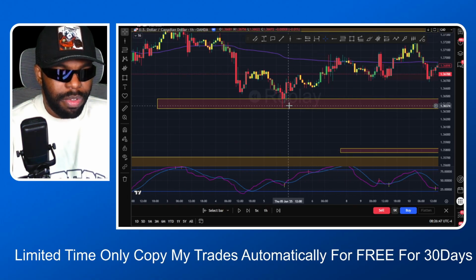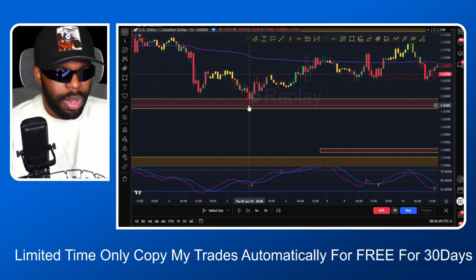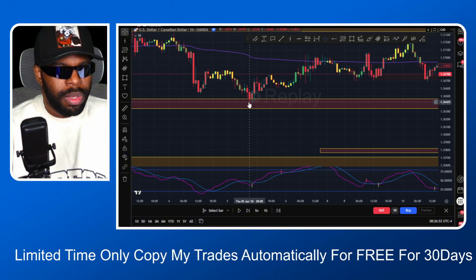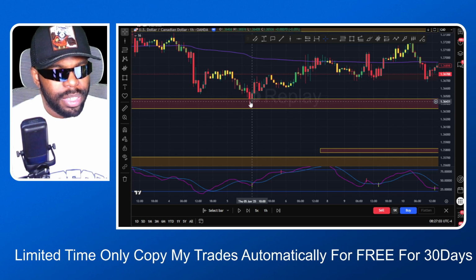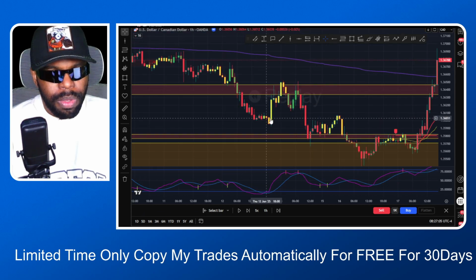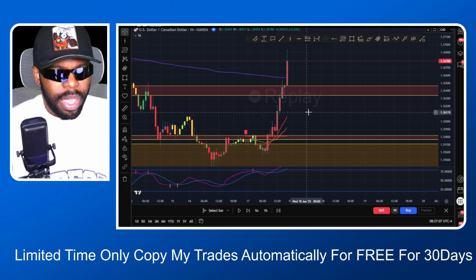a previous U.S. session low right here. This was at 9 a.m. Eastern. So this was the lowest part of where price reached to on this day right here. Okay, so remember, I like to draw my zones from the wick to the body. That's how I get my zones. Okay, so after that.